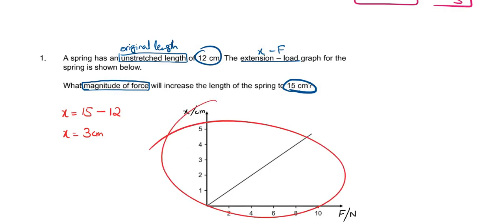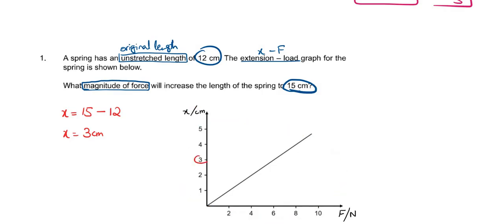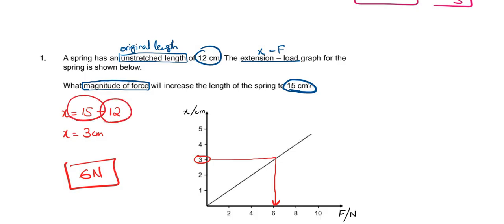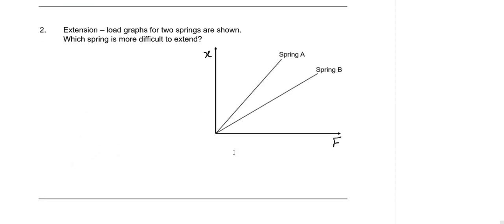We can use the extension load graph for that. So 3 centimeters की extension produce करने के लिए we see के graph में what force will be required. So it would be a 6 Newton force would be required to increase the length of the spring from 12 to 15 centimeters. Right, next.